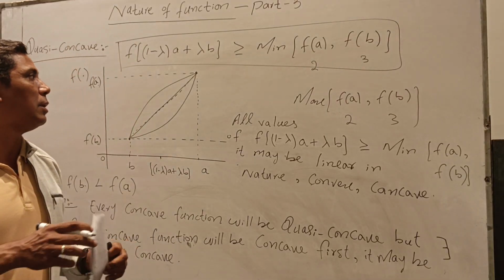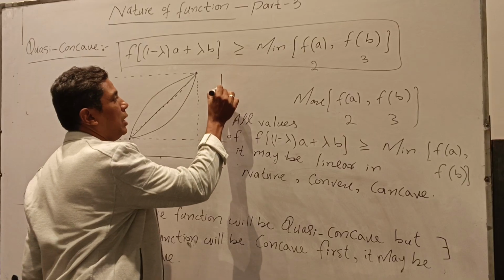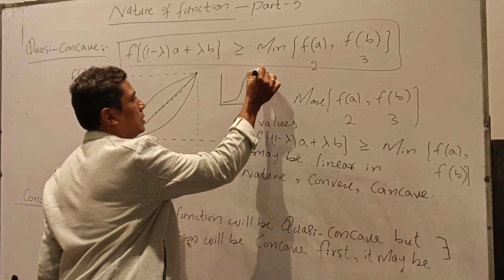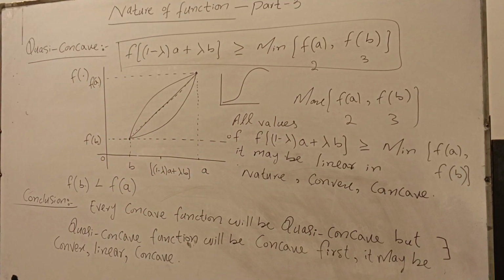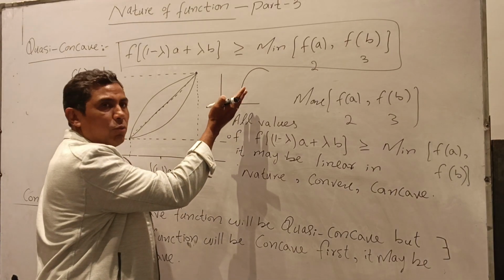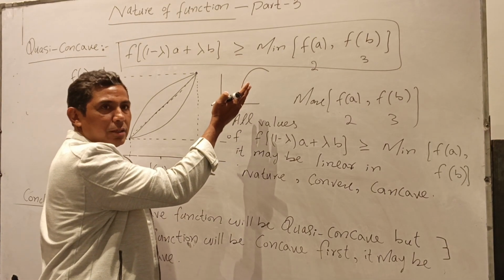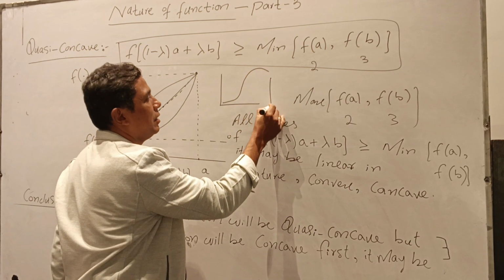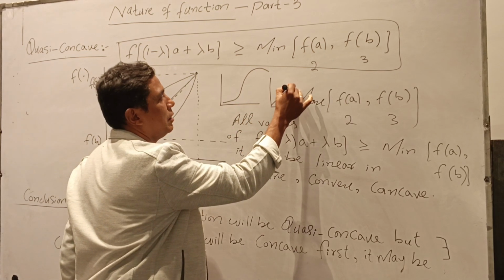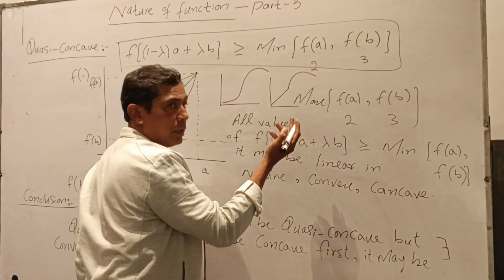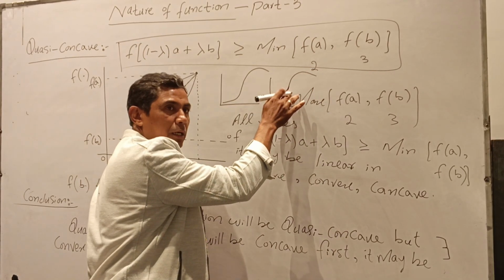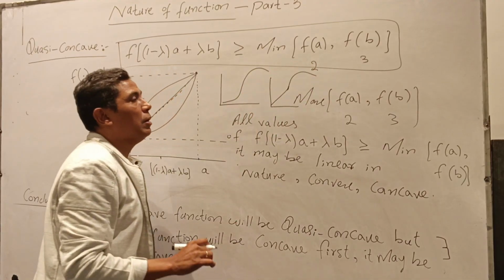So it means the function of sales, for example, it may look like this normally. Now observe this function. It is initially convex, then concave. Clear? And similarly, you may have this one or this one. Clear? So what does it mean? It is initially linear and then concave.